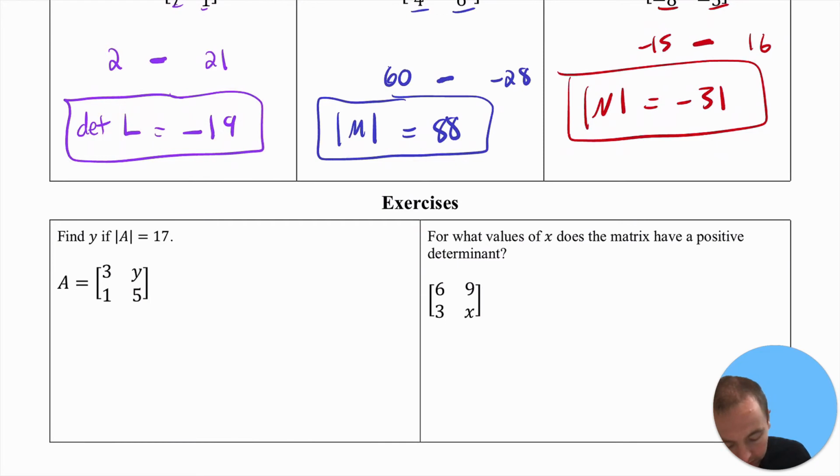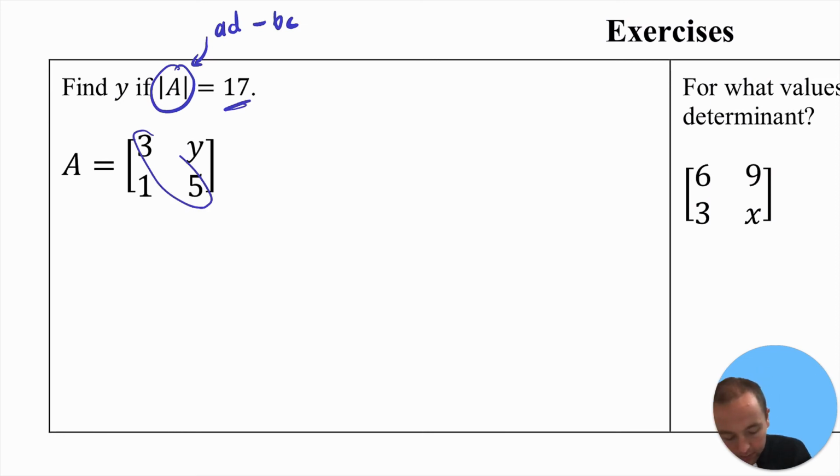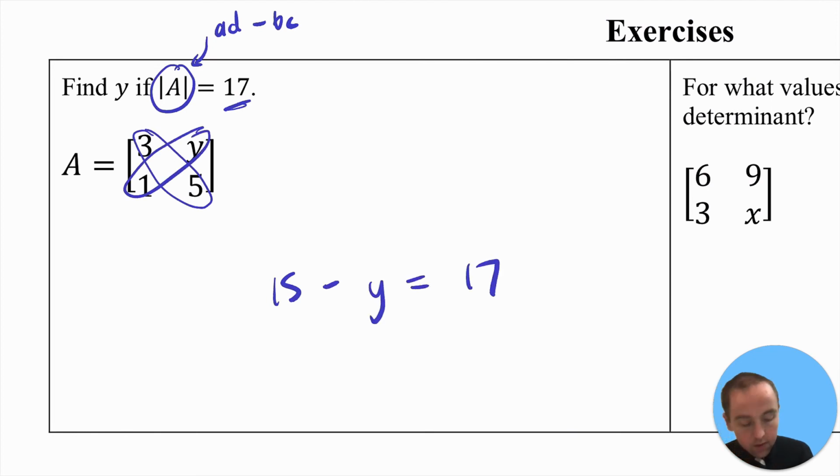And then just down here at the bottom are a couple more extensions to determinants. So the first problem here asks us to find y, where the determinant of the matrix A is equal to 17, right? So if you think about how you find the determinant of a matrix, you take the product of the main diagonal and subtract the product of the other two diagonal numbers. So we know the determinant is supposed to be 17, so when you take 15 and then 1 times y is y, and you subtract them, we're supposed to get 17. And so then you just need to solve the equation.